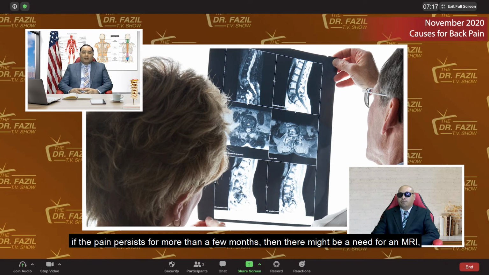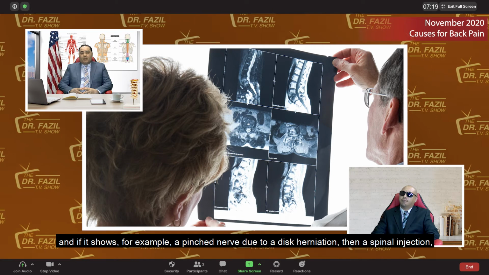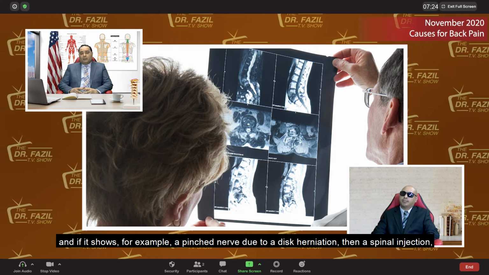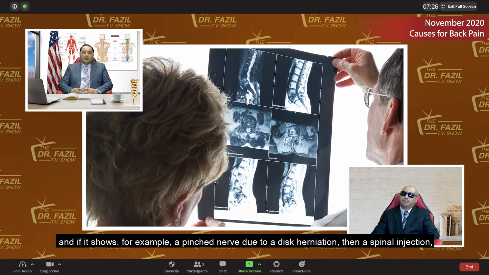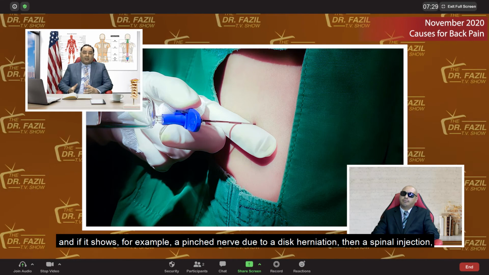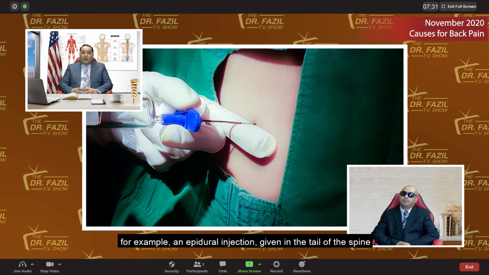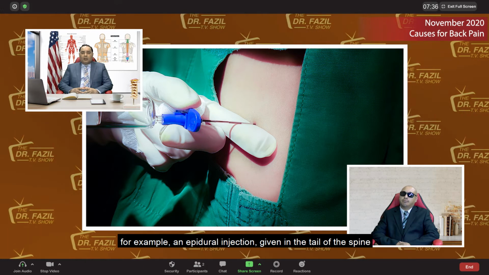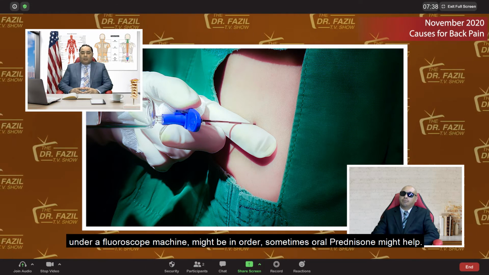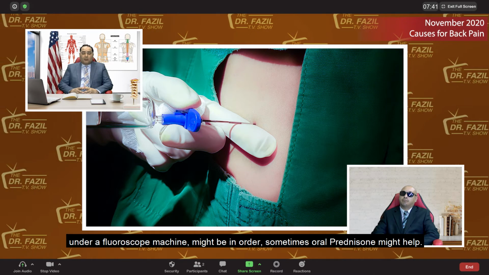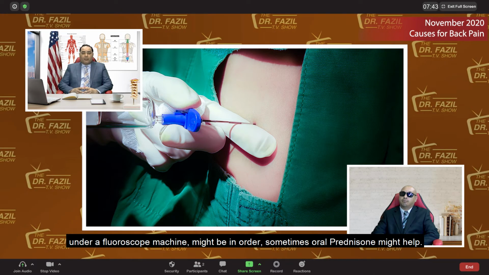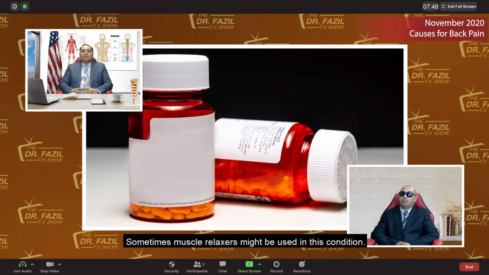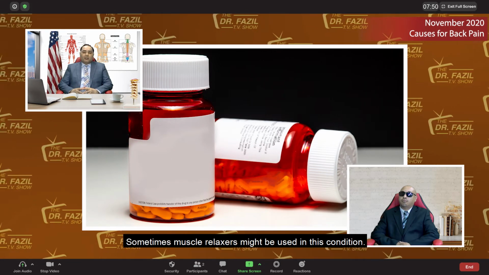If the pain persists for more than a few months, then there might be a need for an MRI. And if it shows, for example, a pinched nerve due to disc herniation, then a spinal injection, for example an epidural injection, which is given in the tail of the spine under the fluoroscope machine, might be in order. Sometimes oral prednisone might help. Sometimes a muscle relaxer might be used in this condition.